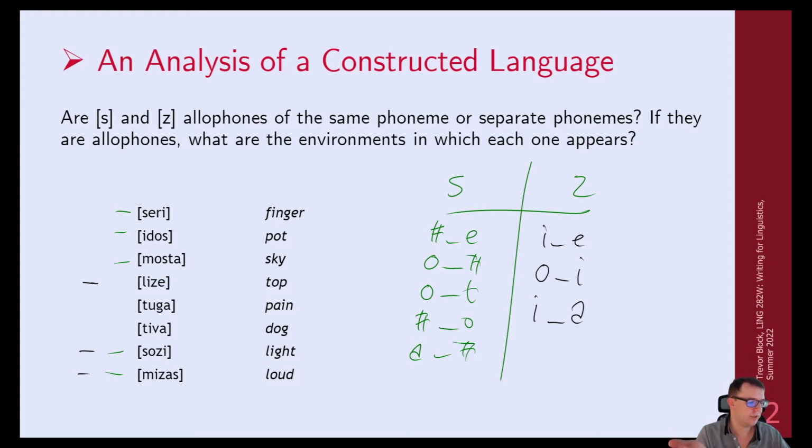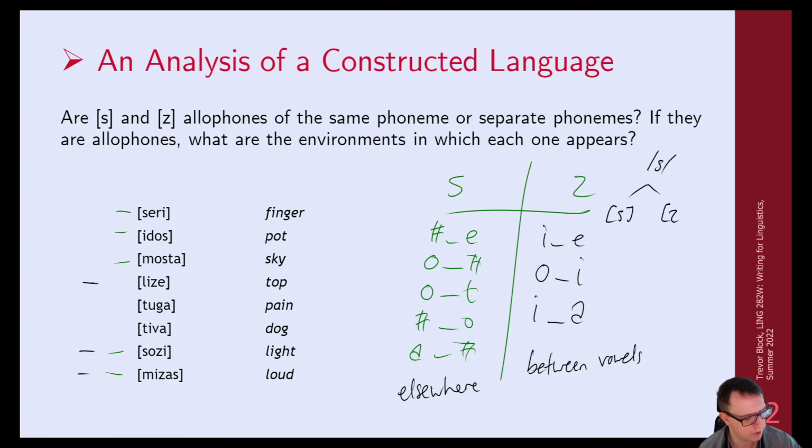I don't see any nice generalizations for the S sound, but I do see one for Z, and that is that Z occurs between vowels. So that must mean that our S is our elsewhere condition. Between vowels, does this make sense? Well, first of all, let's draw our little chart just for the sake of completion. Does this make sense? Yeah, it kind of does, because vowels are voiced sounds. So when it's between two vowels, it's simply maintaining the voicing. So instead of lisse, it's lise, because you can maintain that voicing.